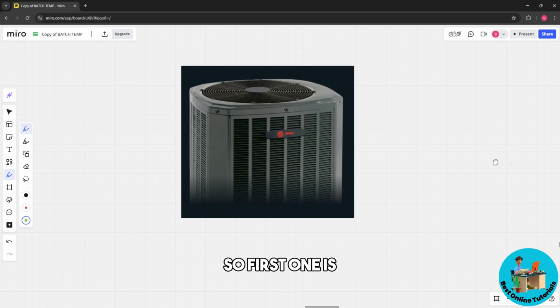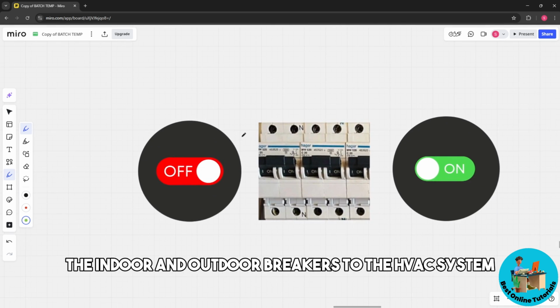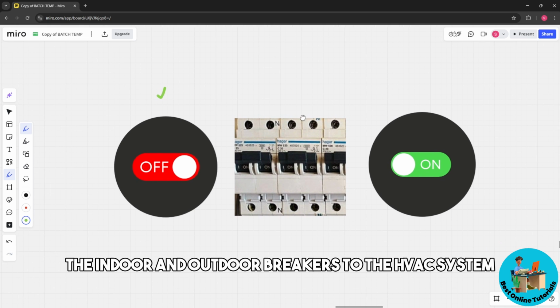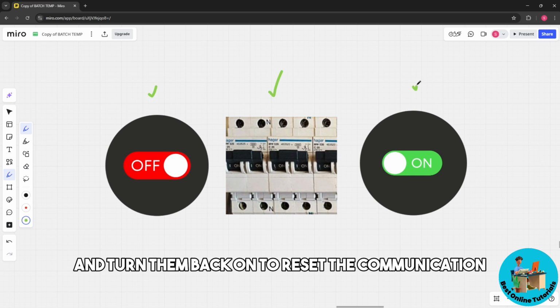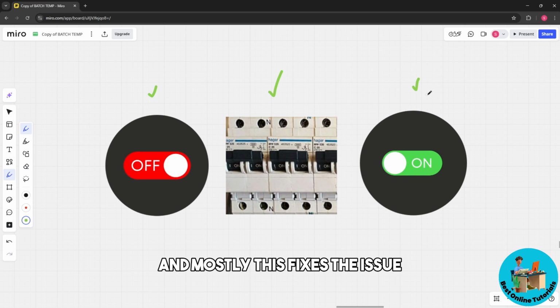So first one is turn off the indoor and outdoor breakers to the HVAC system and wait for 5 minutes and turn them back on to reset the communication, and mostly this fixes the issue.